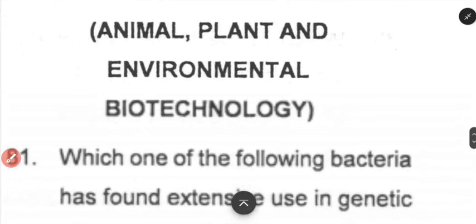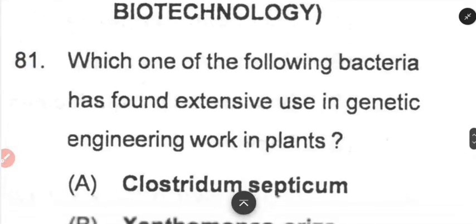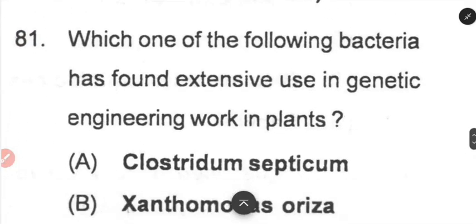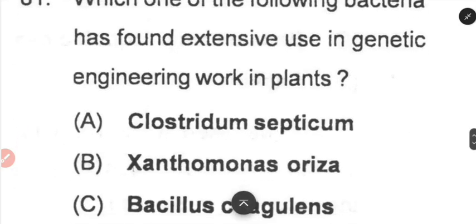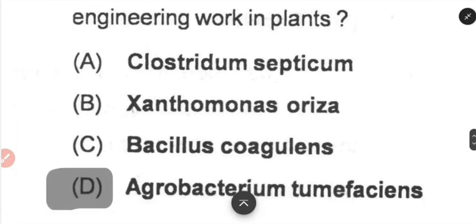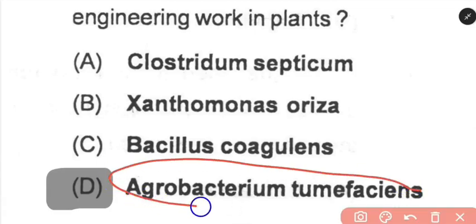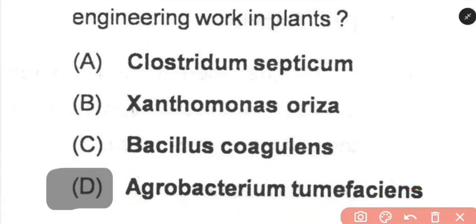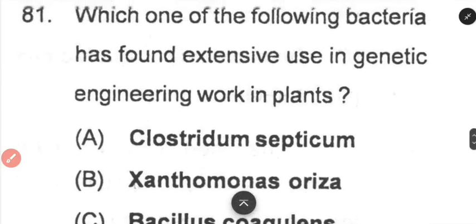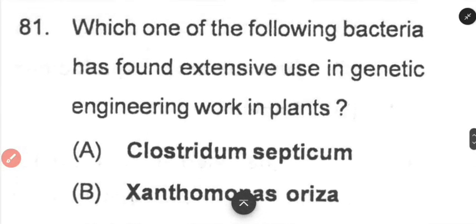Next, 81, from animal, plant and environmental biotechnology. Which one of the following bacteria has found extensive use in genetic engineering work in plants? So in case of plants, we use Agrobacterium tumefaciens. This bacterium is used for development of transgenic plants.